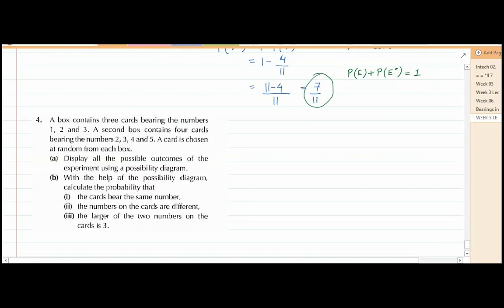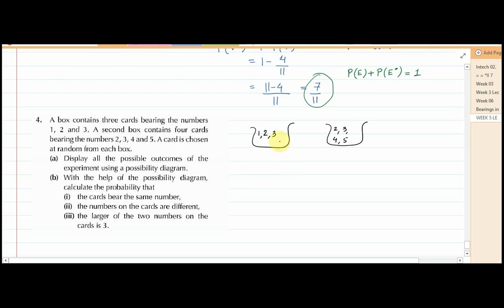Okay, it says a box contains 3 cards bearing the numbers 1, 2 and 3. A second box, so I'm going to draw the diagram here, a rough sketch. First box contains 3 cards bearing the numbers 1, 2 and 3. Second box contains 4 cards bearing the numbers 2, 3, 4 and 5. A card is chosen at random from each box. Display all the possible outcomes of the experiment using a possibility diagram.